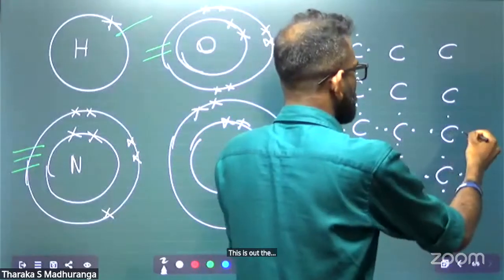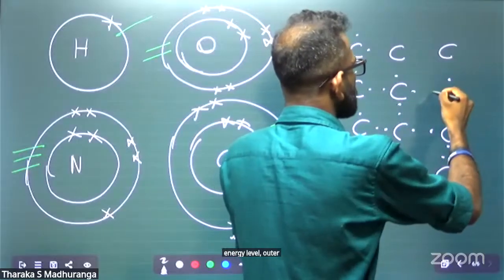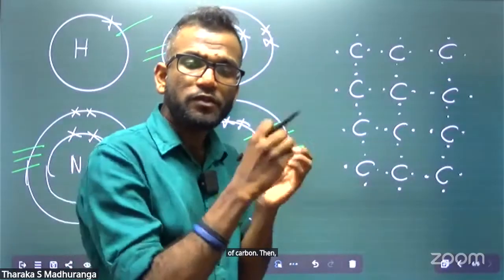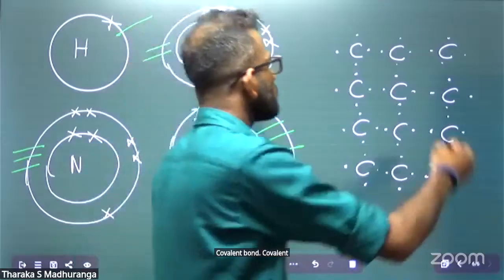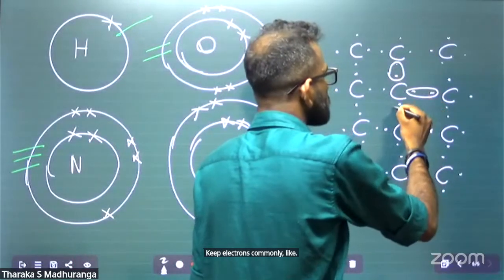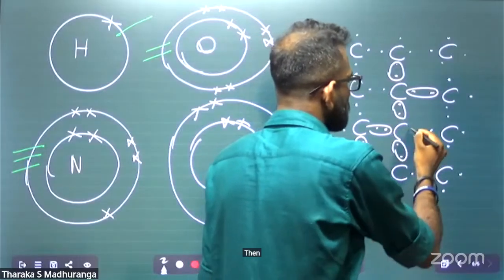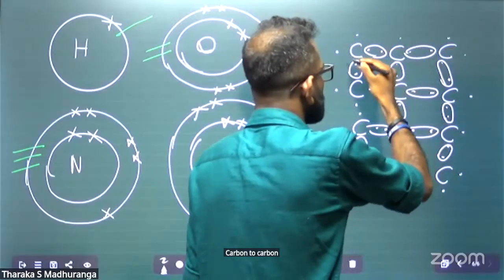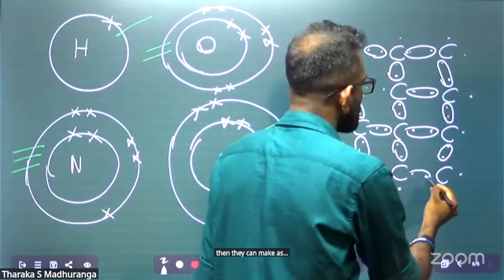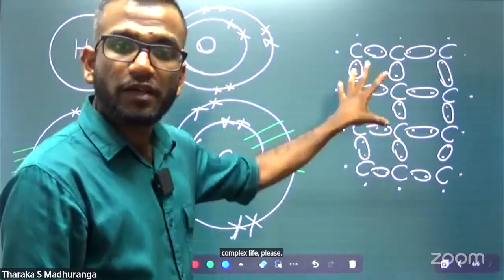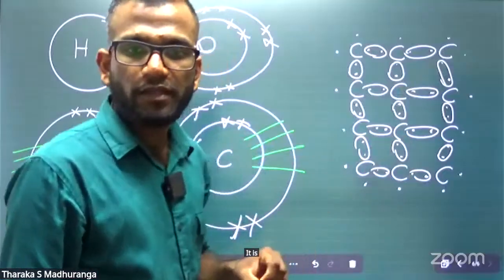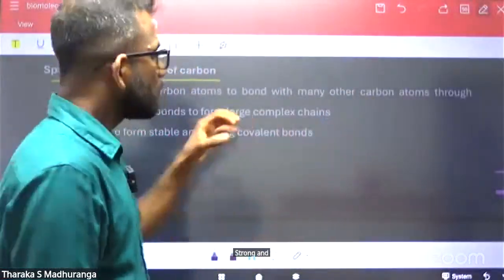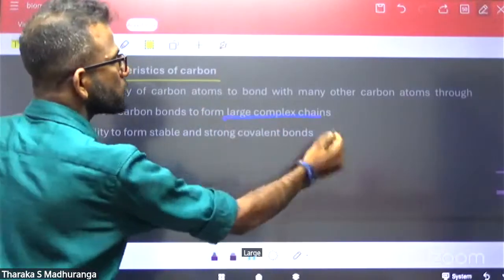This is the outer energy level, the outer orbital electrons of carbon. Then they can produce a strong covalent bond. Covalent bond means they share electrons in common. By this strong covalent bond, carbon to carbon, they can make very large complex structures like this. That's the main characteristic and why it is very important. Carbon can organize into very strong and large complex chains.